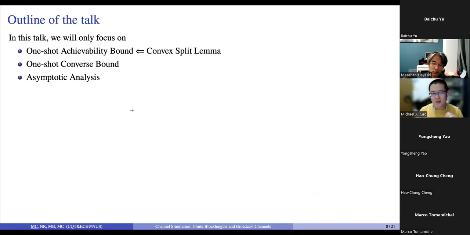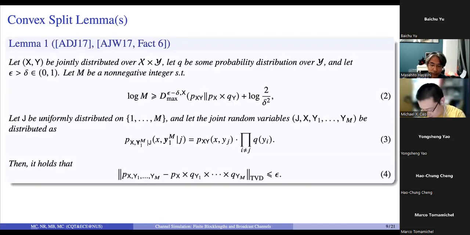For the technical part of today's talk, I'm only going to talk about the one-shot result and the asymptotic analysis due to time constraints. We are finishing an arXiv draft. It will be ready soon, at least the technical part already. So the achievability part first.